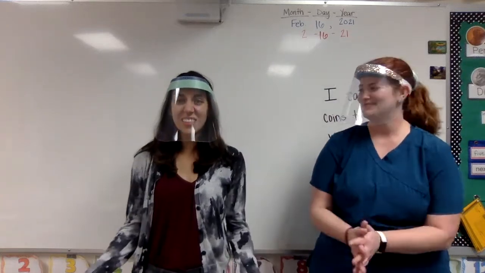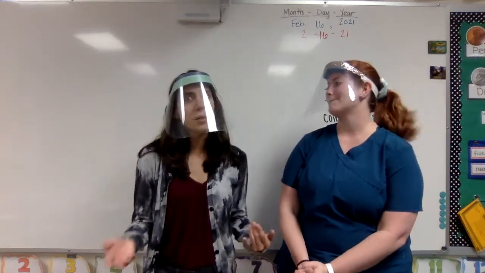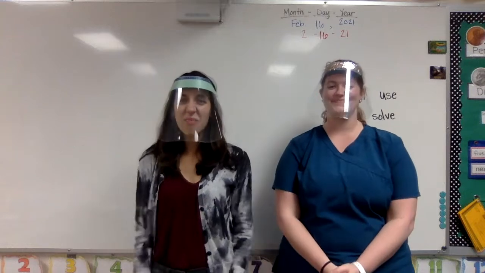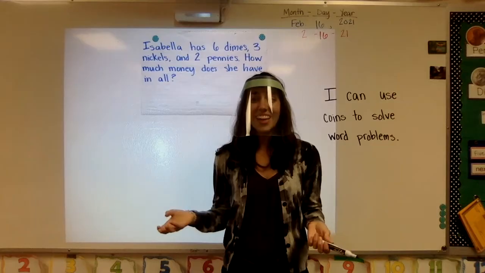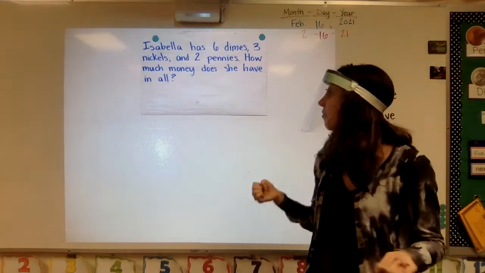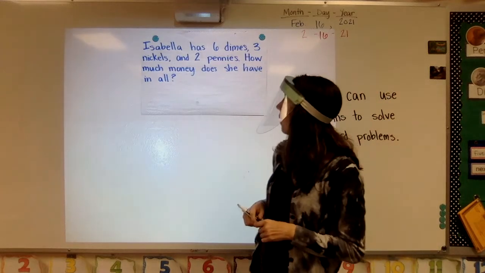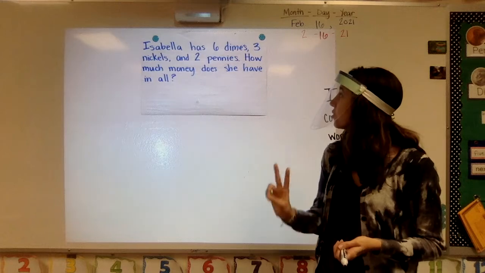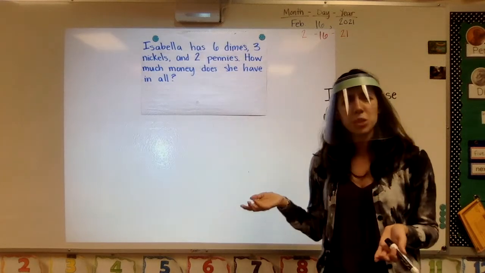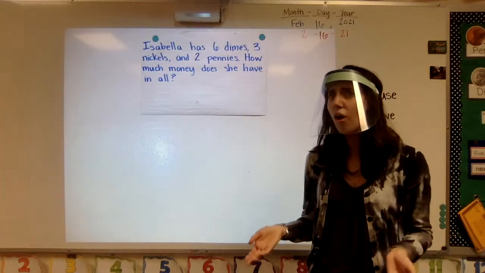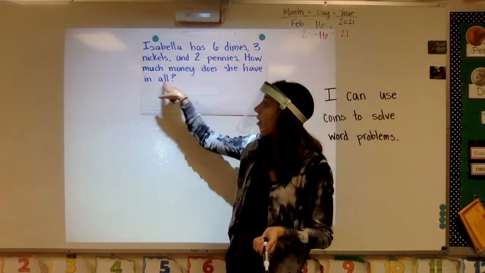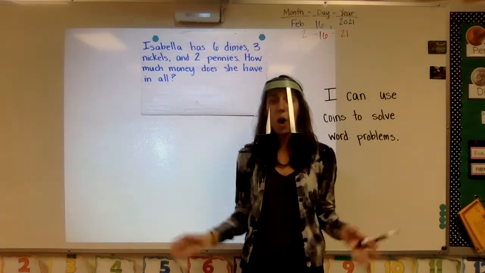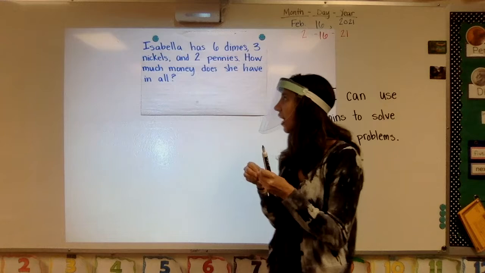Wow, let's see what some of our first graders can or can't buy based off of how much money they have. All right, let's look at our first word problem. It says, Isabella has 6 dimes, 3 nickels, and 2 pennies. How much money does she have in all? And I'm remembering this in all means the total sum of all of the money that she has put together.